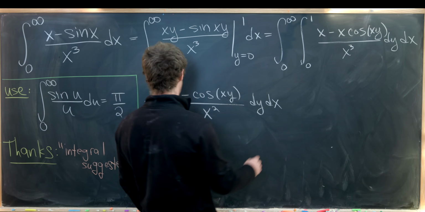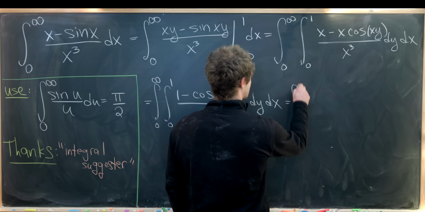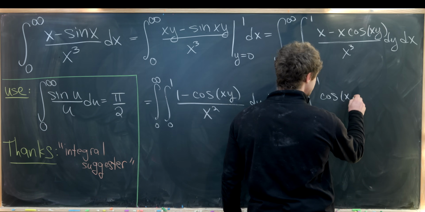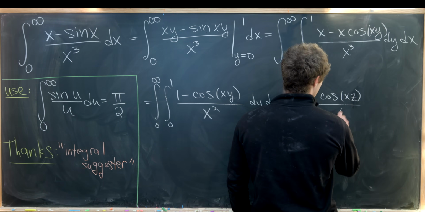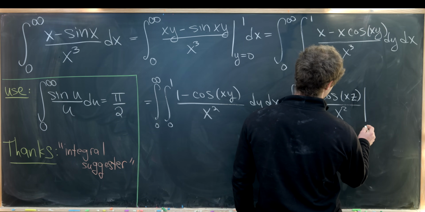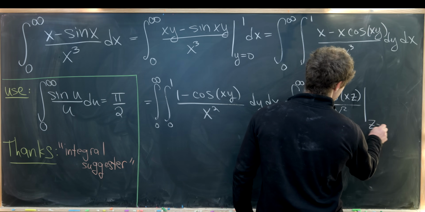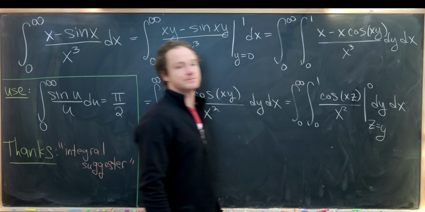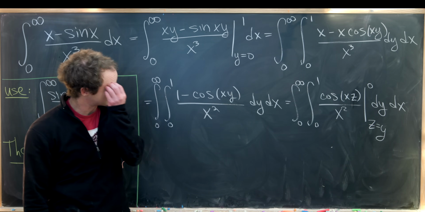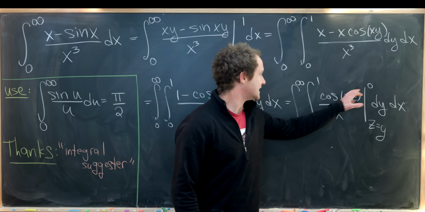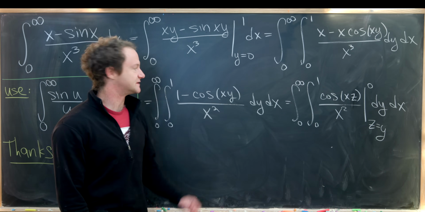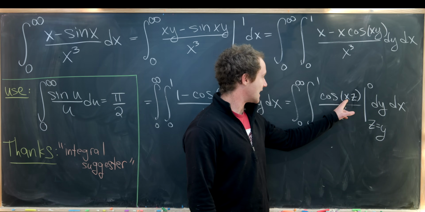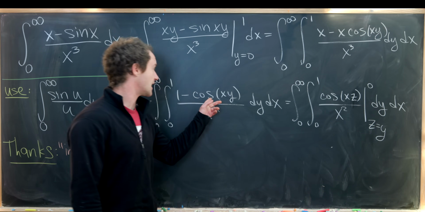Now I'm going to do the same kind of thing again. So I'll notice that this looks like the integral from 0 to infinity and then the integral from 0 to 1 of cosine of xz over x squared, where we've evaluated z from y up to 0, dy dx. So let's make sure that makes sense. Plugging in z equals 0 will give us cosine of 0, which is 1. That's good. Plugging in z equals y will give us cosine of x times y, and that's good too.